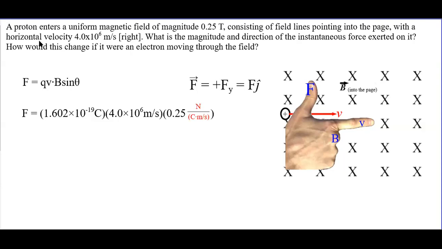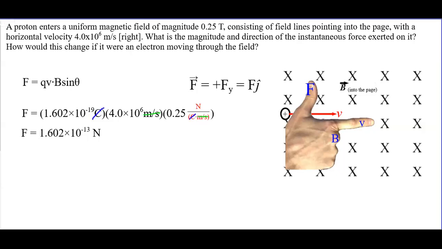So I have a proton. You'll notice there's no number in the question as far as the charge is concerned, so the proton is your base fundamental charge. That is just 1.602 times 10 to the negative 19 coulombs, multiplied by my 4 million meters per second, and then multiplied by my magnetic field. I rarely actually put down the symbol Tesla unless I'm solving for a magnetic field. I'll usually write it as a Newton per coulomb meter per second, because I like to see that my units cancel out. An old habit.